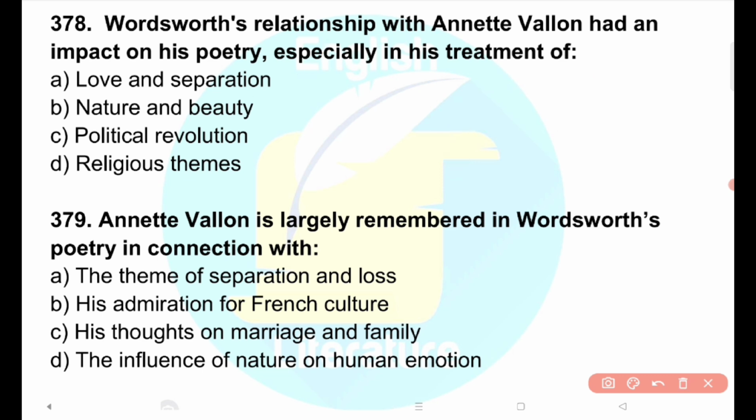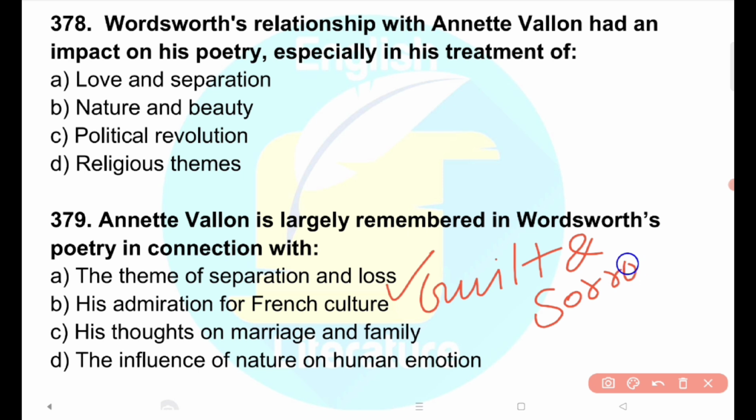Annie Vallon is largely remembered in Wordsworth's poetry in connection with option A, the theme of separation and loss. Wordsworth's separation from Annie Vallon and their daughter Caroline deeply influenced his poetry themes of loss, longing, and distant love. Although he did not write explicitly about Annie, elements of his early emotional struggle appear in works like Guilt and Sorrow and other lyrical meditations.